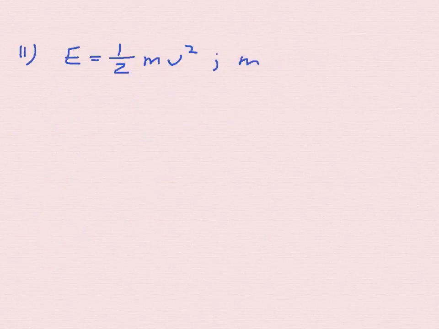Number 11. This one here is a good question. It will help you quite a bit with one of your assignment questions this week, I hope. We're trying to solve for m. M right now is trapped inside of one term, 1/2 mv squared. The mv squared term is multiplied by 1/2.